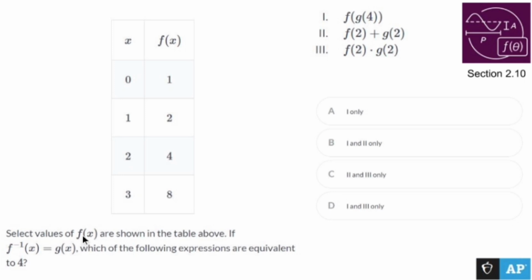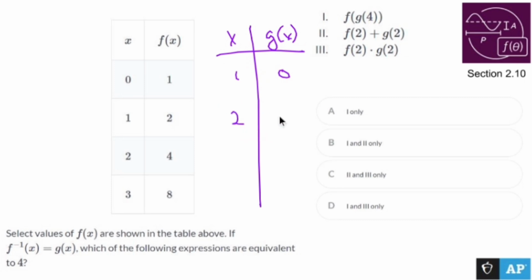Select values of f(x) are shown in this table above. If f inverse is g(x), which of the following expressions are equivalent to 4? All right, well, let's do this. Let's make a table for g(x). If g(x) is the inverse, all I have to do is just swap them. Swap them good.